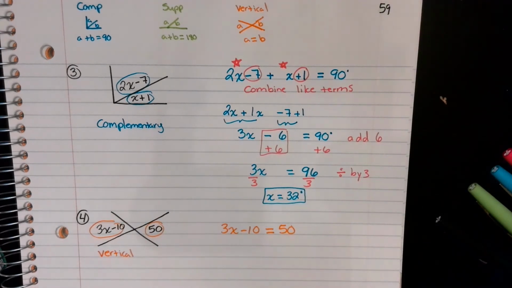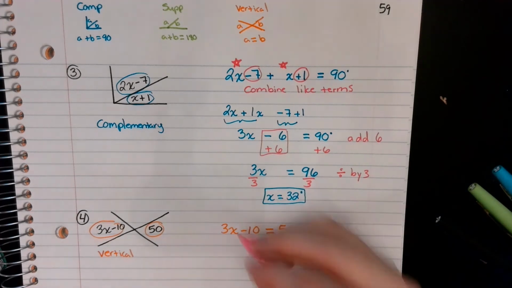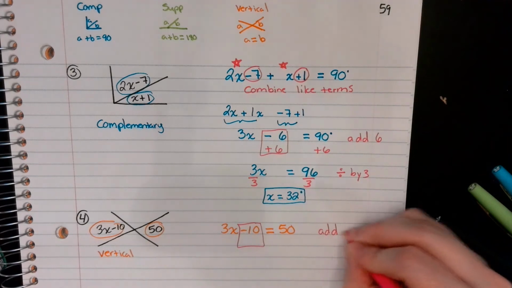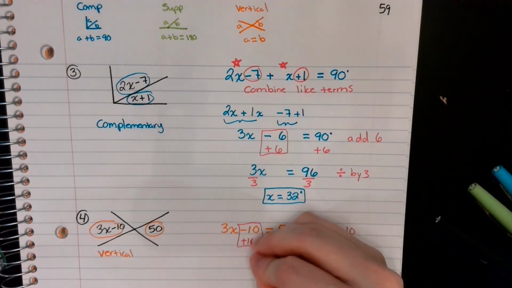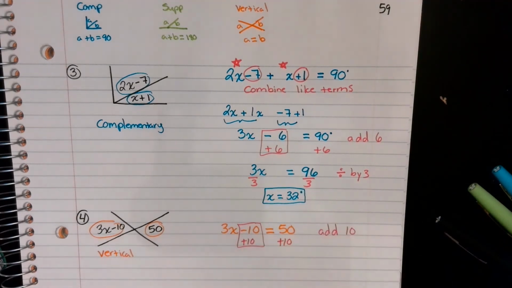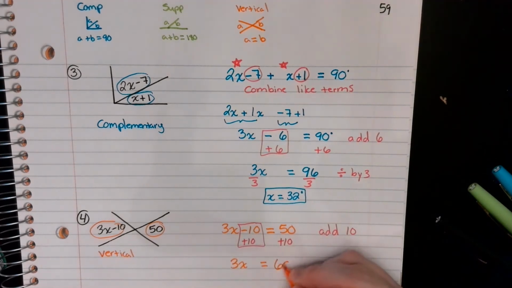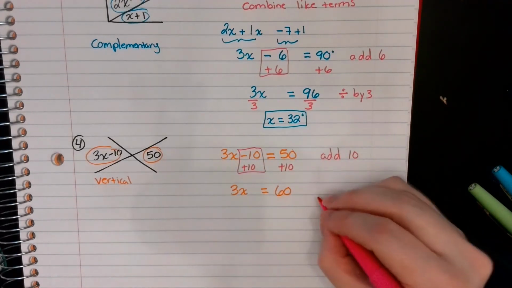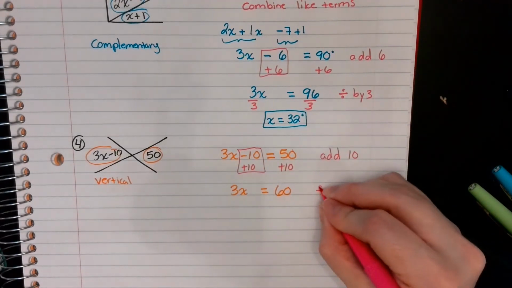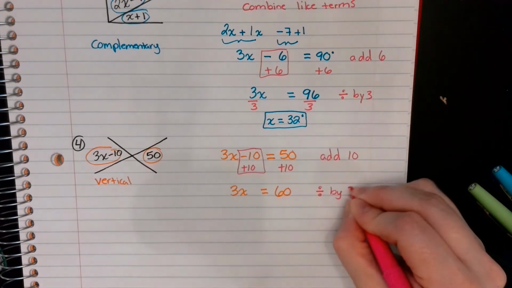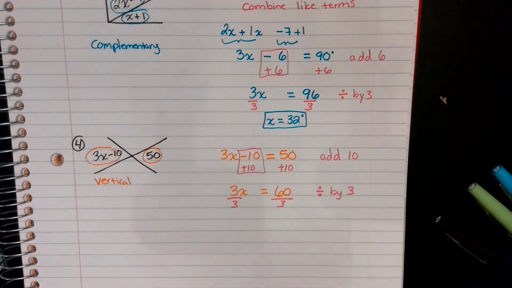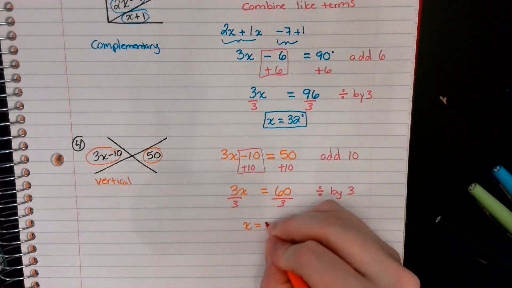And then I solve. My inverse operation of that minus 10 is to go ahead and add 10 to both sides. So if I add 10 here, I have to add 10 to the other side as well. That's going to leave me with 3x is now equal to 60. Then the inverse operation of a 3 times x is to go ahead and divide by 3. So I'll divide both sides by 3. That's going to give me x is now equal to 20 degrees.